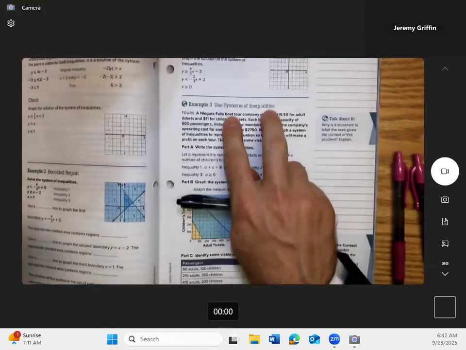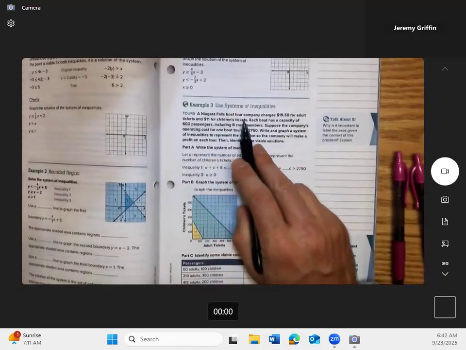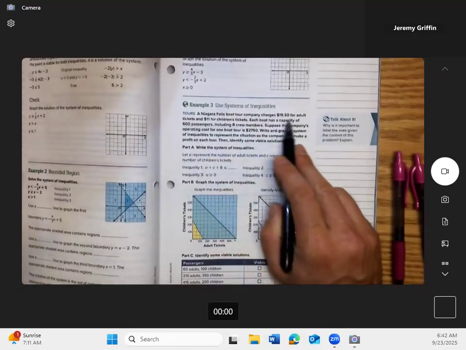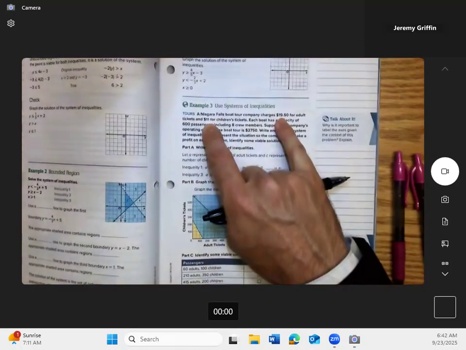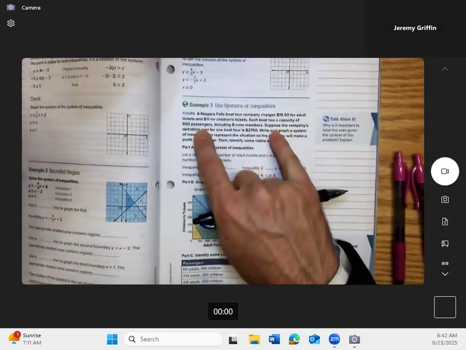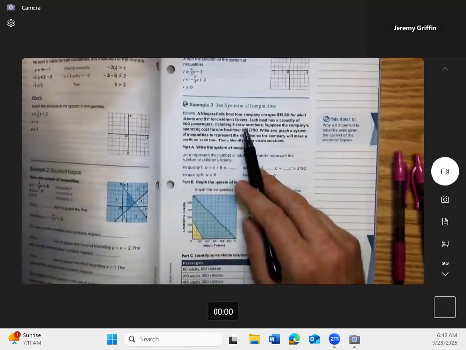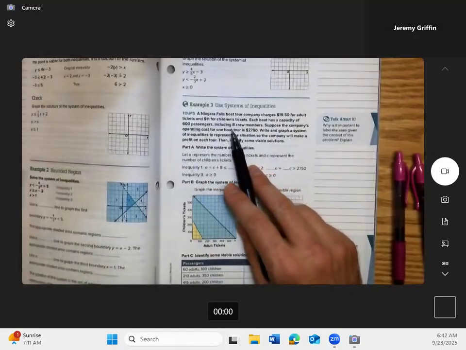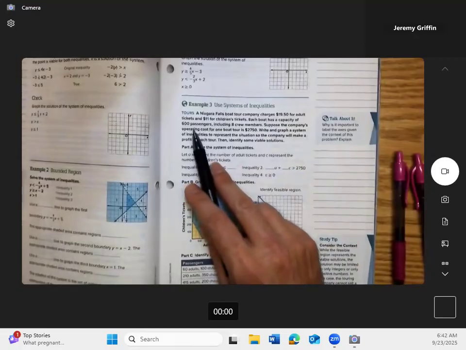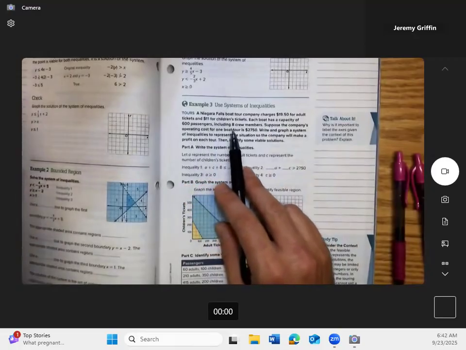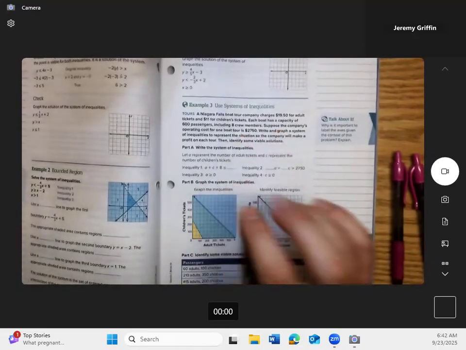So pretty exciting right here. Use systems of inequalities. A Niagara Falls boat tour company charges $19.50 for adult tickets and $11 for children's tickets. Each boat has a capacity of 600 passengers, which includes 8 crew members. Now, I'm going to interpret that as 592 tickets they can sell, and then they have to have additional space for 8 crew members. So just pick an interpretation to go with.